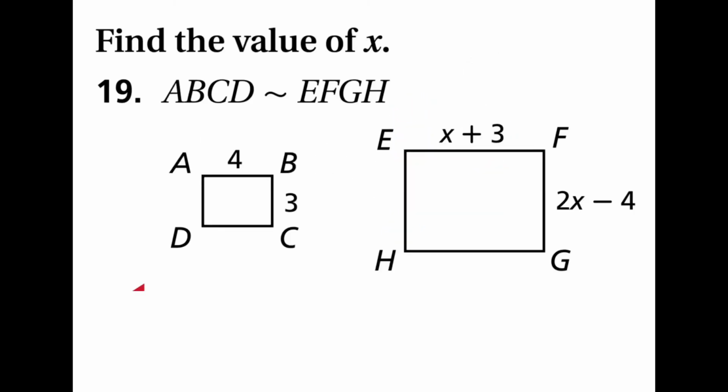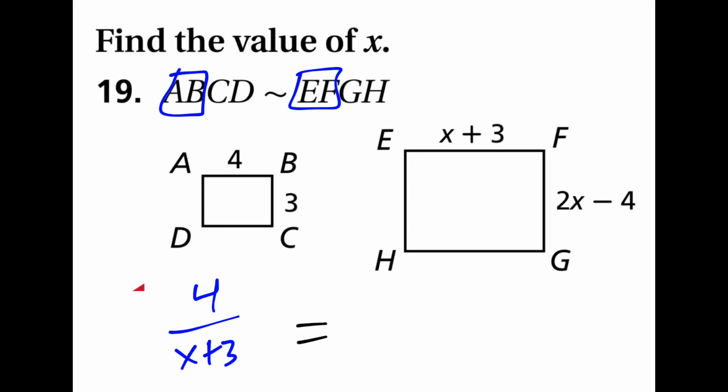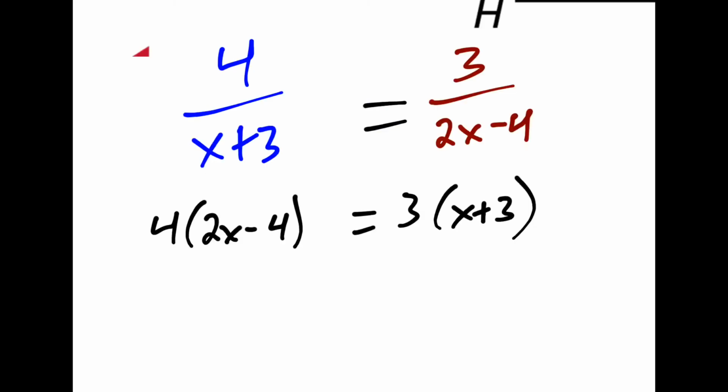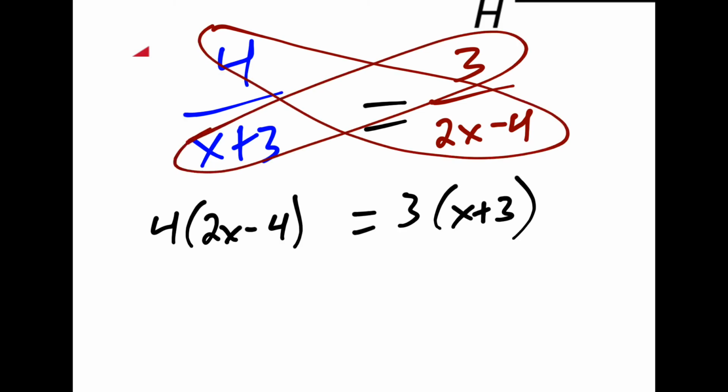For example, number 19 in the first activity. If ABCD is similar to EFGH, we know that 4 is proportional to x plus 3, because AB corresponds to EF. Similarly, 3 corresponds to 2x minus 4, because BC matches up with FG. Remember, when we cross multiply, we're going to keep the expressions like x plus 3 and 2x minus 4 inside parentheses. That way we can distribute.